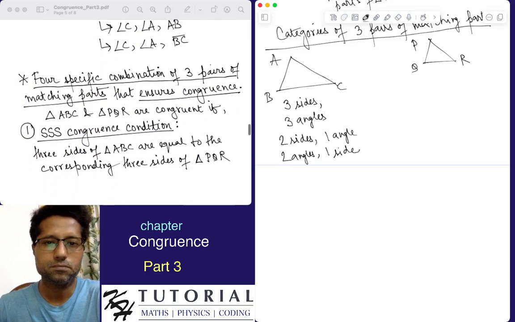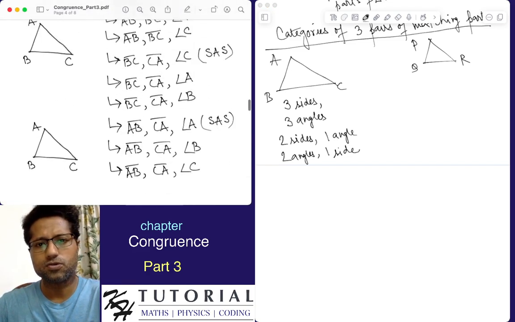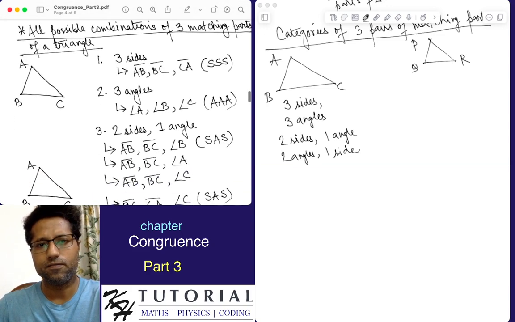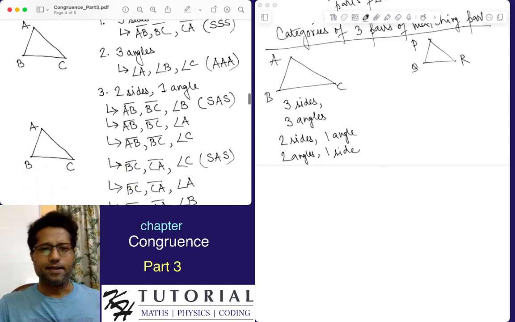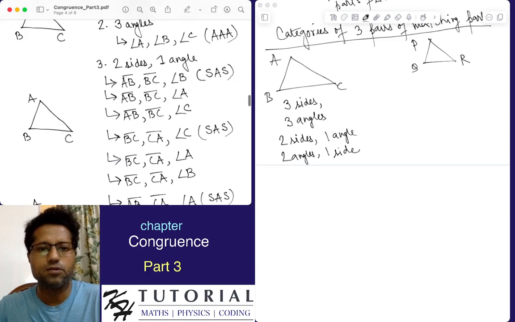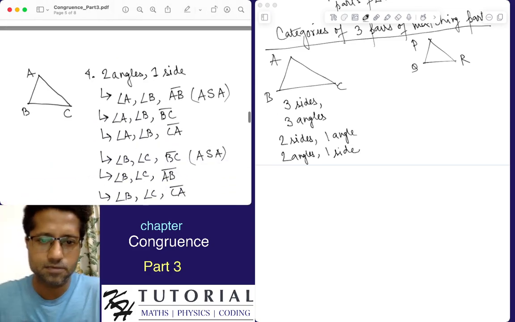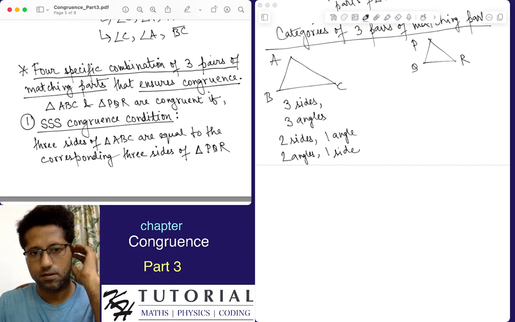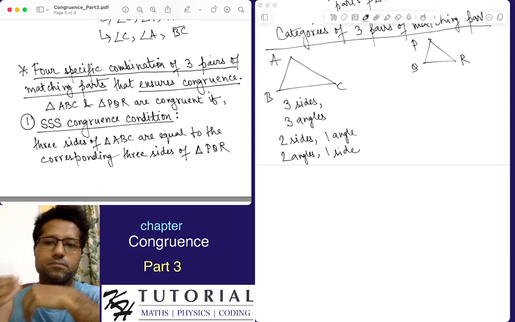Now, so there are so many possibilities. Is there a way that any specific combination of all these possibilities will ensure the congruency of two triangles? The answer is yes, and this is where we come to the discussion of congruence conditions between two triangles.